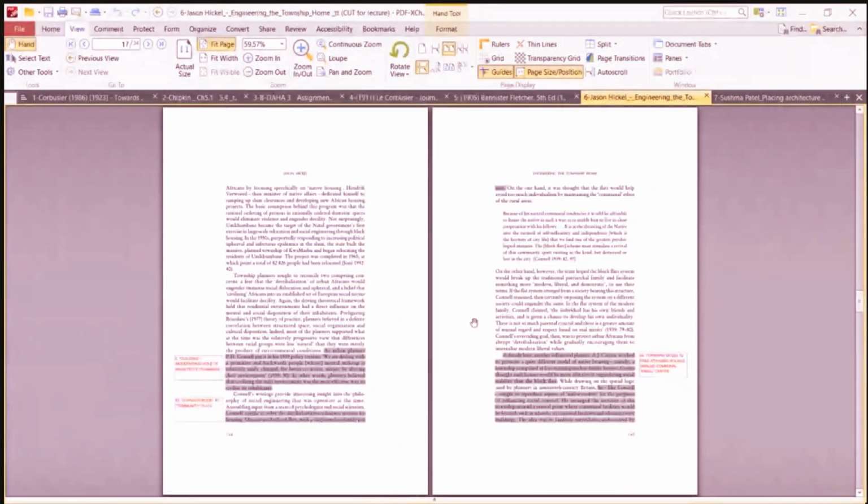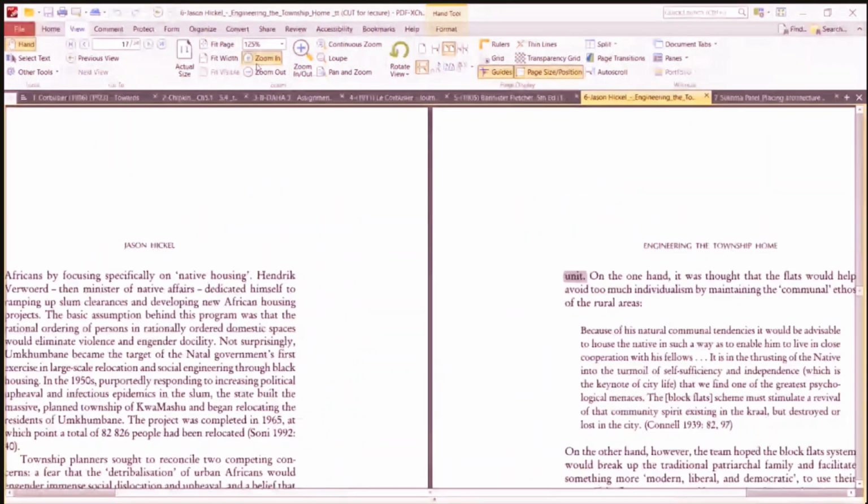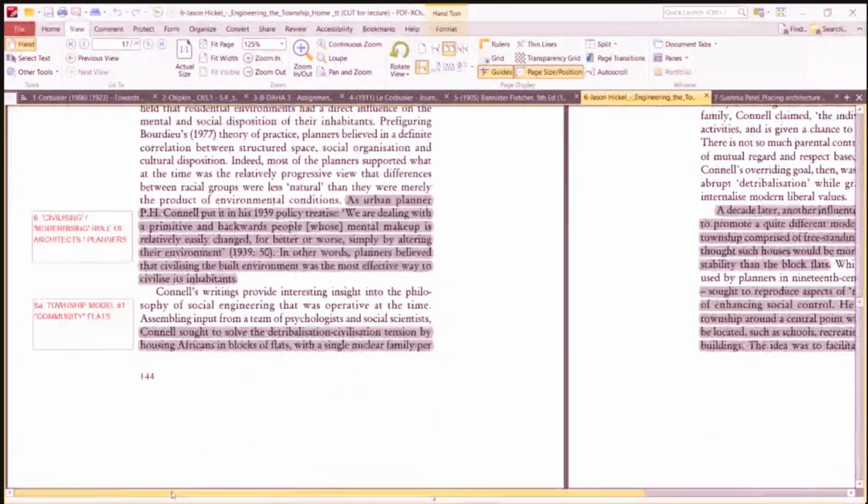Let me just end off with some quotes by the architects and the planners. So you see, we are architects and planners. Let us hear what architects and planners of the time thought, at least some of the important ones, and then we'll end off. So here's an urban planner by the name of P.H. Connell, who writes in 1939.